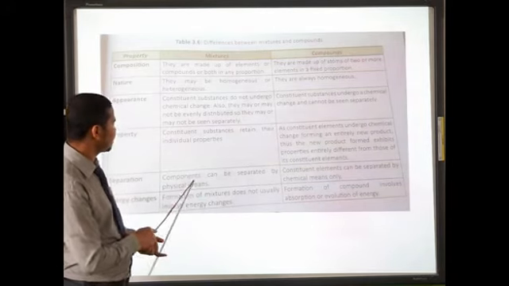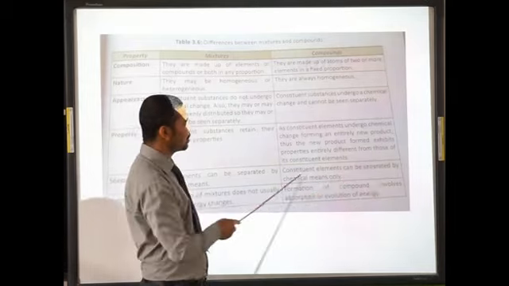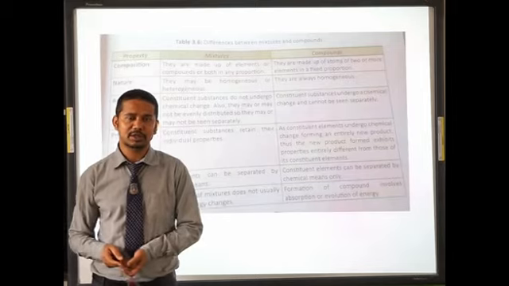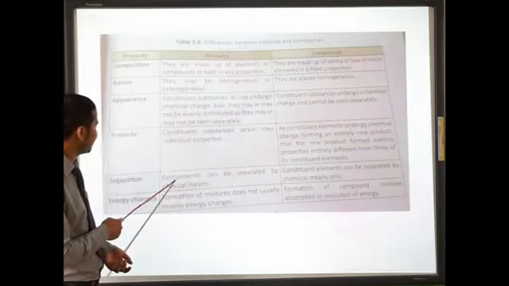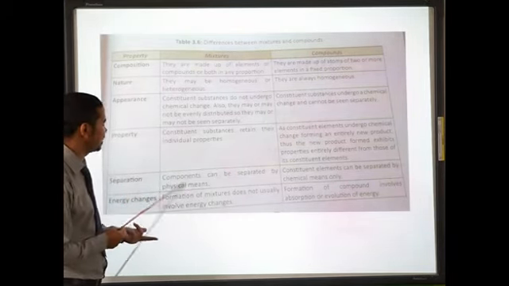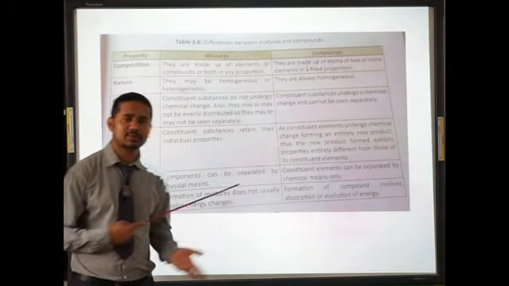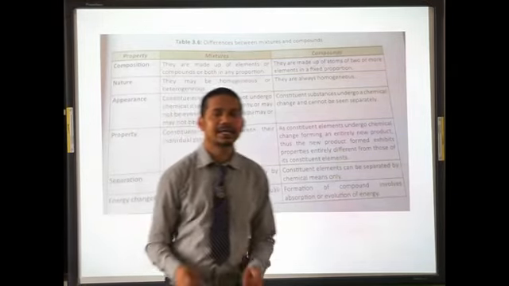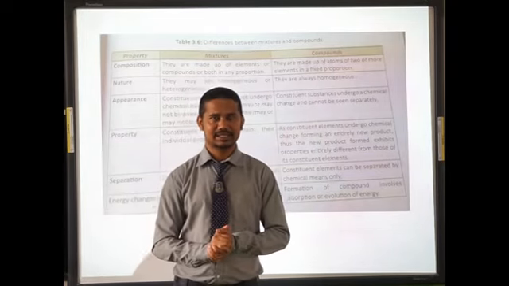Then separation: components of a mixture can be separated by physical means. Constituent elements of a compound can be separated by chemical means only. If you want to separate hydrogen and oxygen from water, you need to use a chemical process. But sugar and water can be separated very easily by physical means. Then energy change: no energy change takes place in a mixture, but in a compound energy is either absorbed or released.